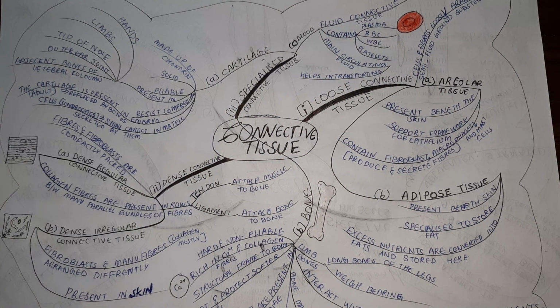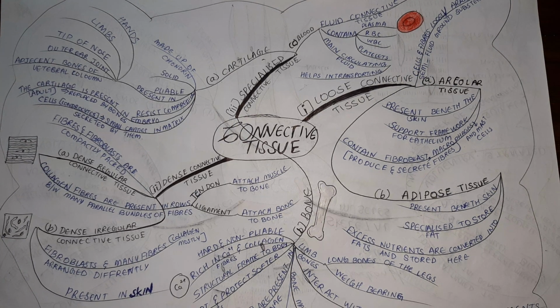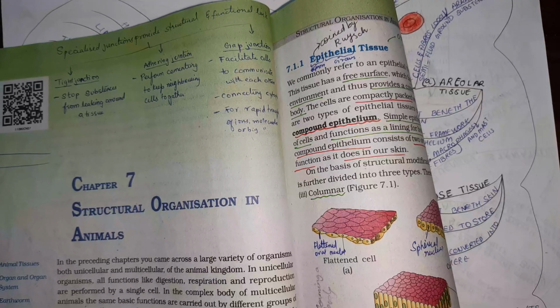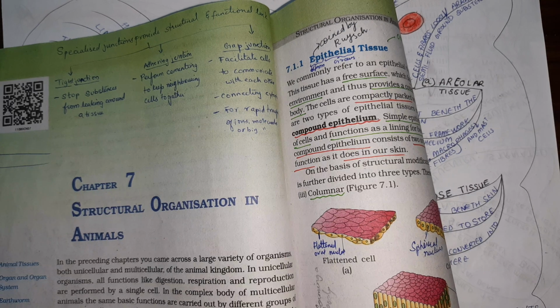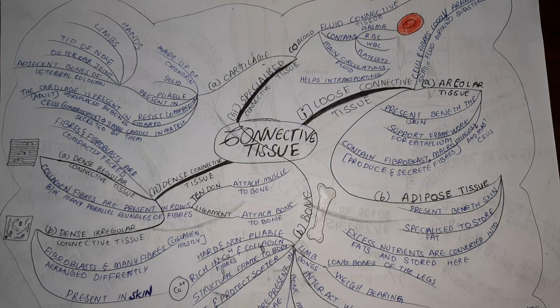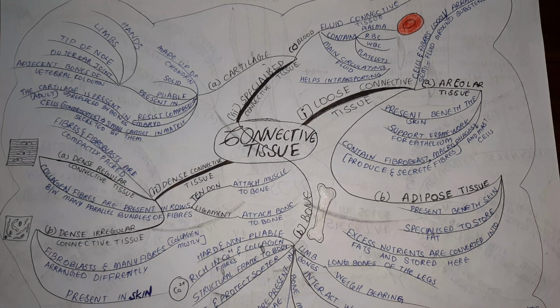In today's video, we will cover connective tissue. In this form of mind map, you can see this awesome mind map. You can make it along with me. This is included in Chapter 7, Structural Organization in Animals, Class 11 NCERT textbook, and we have already covered the basics of animal tissues and epithelium tissue. If you haven't watched that video, do check it out first. Now, let's get started with connective tissue.